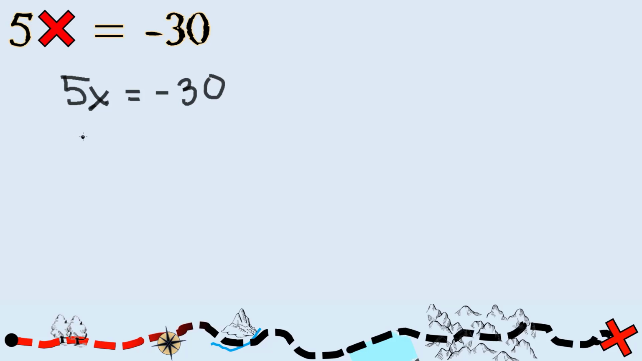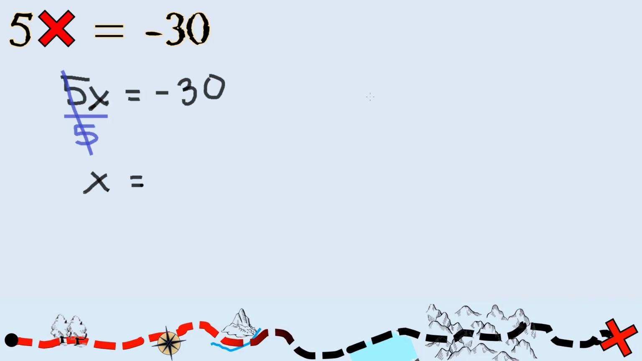Take note that between 5 and x, they are actually multiplied, or in short, the operation separating them is multiplication. To remove 5, we simply need to use the reverse operation, which is division, and divide it with the same coefficient. In such a way, 5 divided by 5 is just 1. And we have here 1 and we have here x. In short, we'll have here x, the value of the unknown.